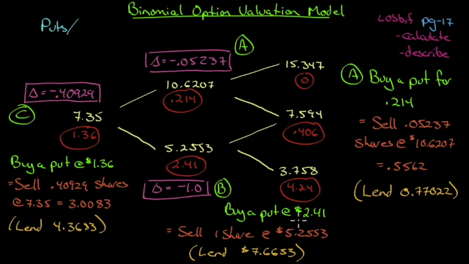You can buy a put for $2.41, or to achieve the same out-of-pocket expense and the same exposure, you can sell one share, because that's your hedge ratio, sell one share for 5.2553 and lend 7.6653. That's these two numbers added together. Now, I may be off from the example in the book because I didn't round off any of my calculator numbers to get these numbers.